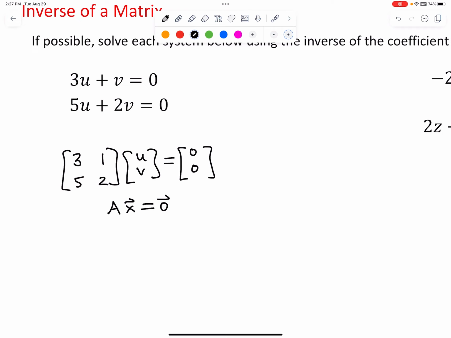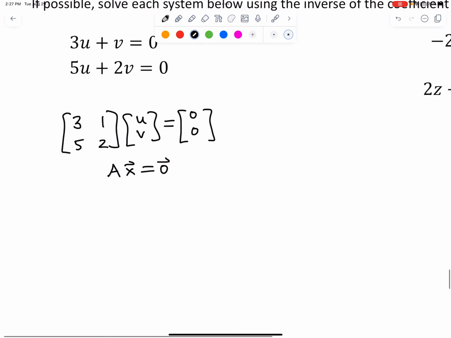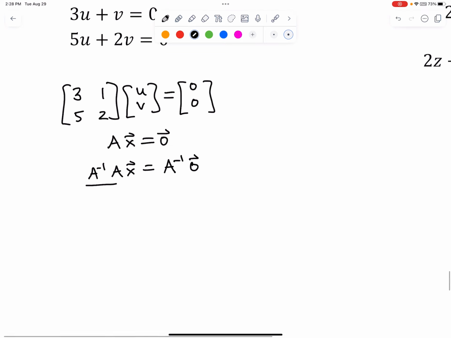Now we know that the matrix A is invertible. We've already found it. This is the same 3, 1, 5, 2 that we've been working with. And so to solve the system, you simply multiply both sides by that inverse. Make sure you put the inverse on the left side of each side. The inverse times A will become the identity matrix, and the identity matrix times x will just give us the x vector. So all we have to do is do the inverse times the 0 vector.